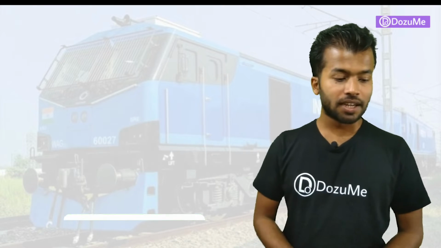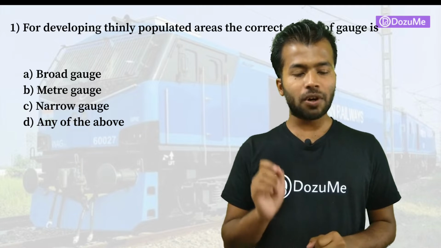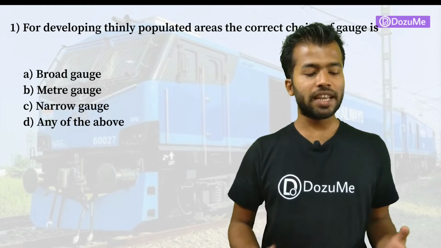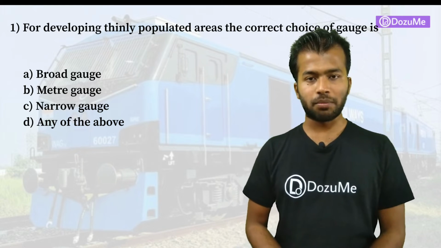Question number 1 on your screen. For developing thinly populated areas, the correct choice of gauge is broad gauge, meter gauge, narrow gauge, any of the above. If you know the answer, comment it with the specific question number.